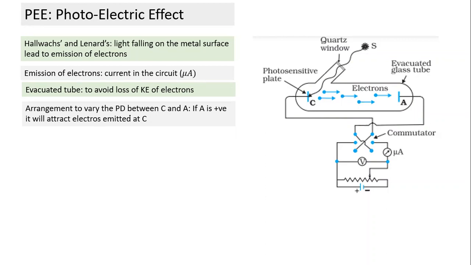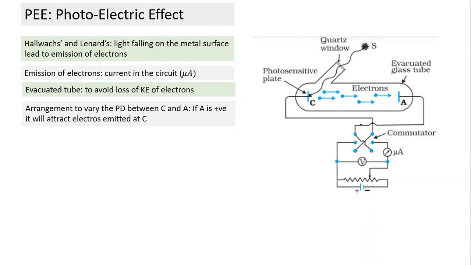And there's an arrangement to vary the potential between C and A. Where is the plate here? Typically we call this a collector plate. You understand why it is called a collector plate? Electrons will come and get collected here. So this is the collector plate and this is the photosensitive plate. Light will fall here, the emission will take place, and electrons which are emitted may get collected here. And if emission and collection are happening, it will lead to current.